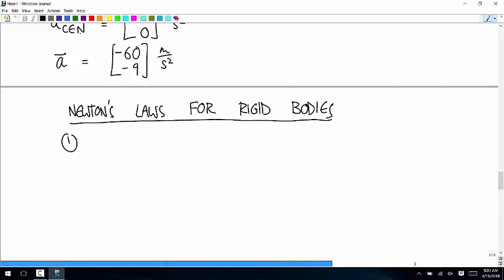So first is Newton's second law. That's the only one that we used for particles. And that says that the net force is equal to the mass times the acceleration, except now we know that the acceleration of a rigid body depends on what point you're talking about. Whoa. Paradigm shift, right? So what point are we talking about? Yes. Very good.